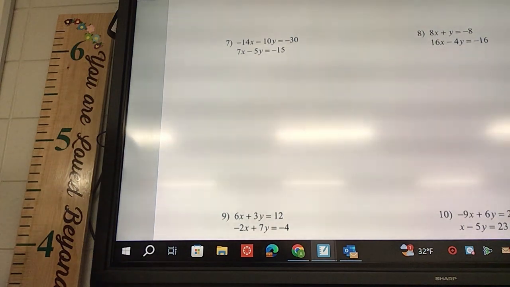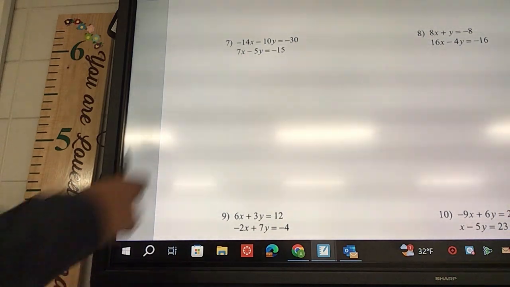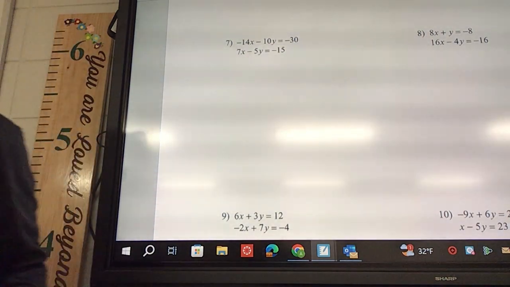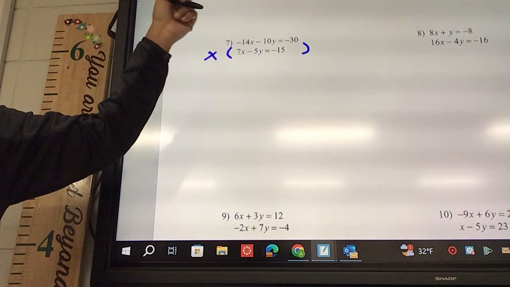Okay, look at 7. What do you want to cancel, x's or y's? It doesn't matter, pick one. Y's. Okay, so if we're looking at the y's, I have a 5 and a 10. Which one is smaller? 5. Okay, so that means this one is the one that needs times. What times 5 gives me 10?